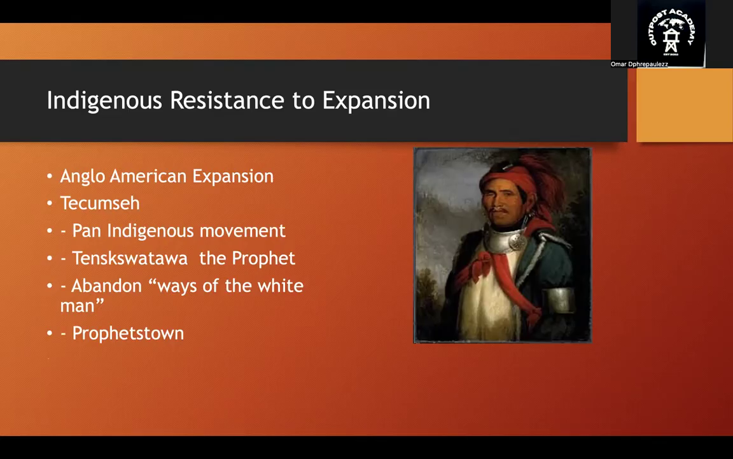It's a huge settlement that later is going to be destroyed by the United States. But this is a pan-indigenous movement where you have several different nations coming together, recognizing, similar to what Pontiac tried to do, that their common enemy was European and now United States Anglo-American expansion into their territory.